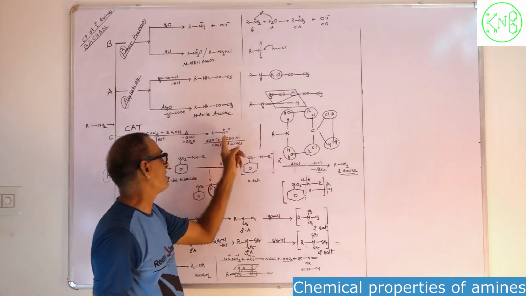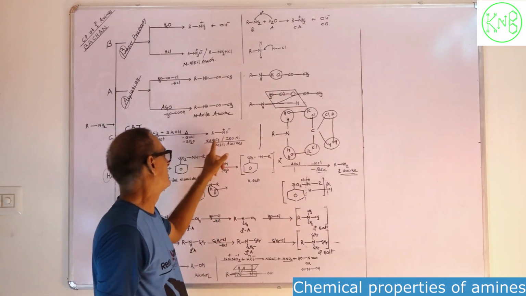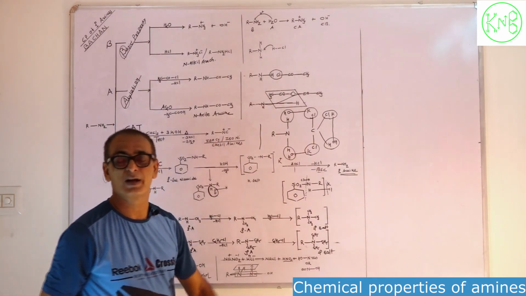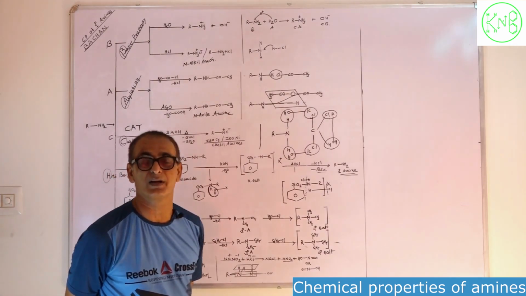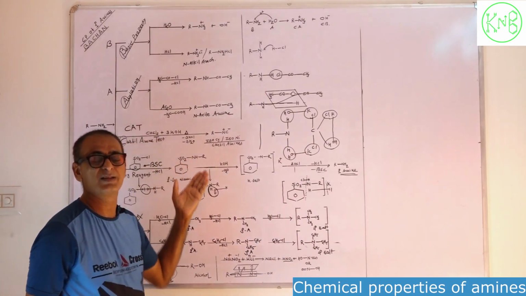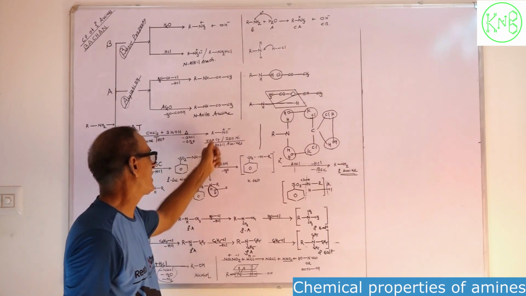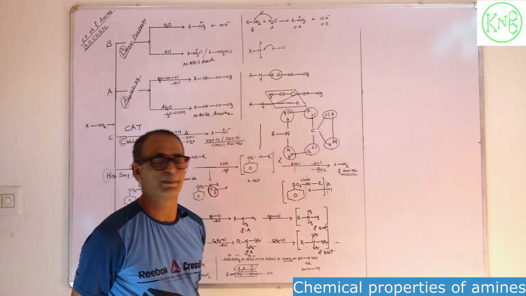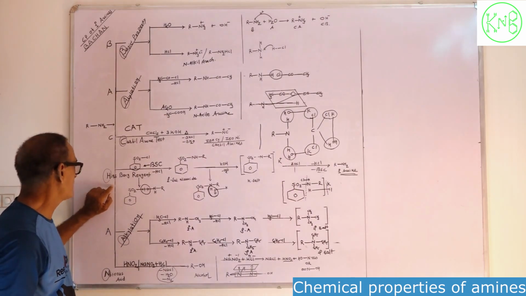Finally, our product will be RNC, with plus and minus charges. It is known as isocyanide. It is also known as an isonitrile compound. They are also known as carbylamine compounds. The carbylamine test is nothing but the process of making an isocyanide compound from a primary amine by this reaction.